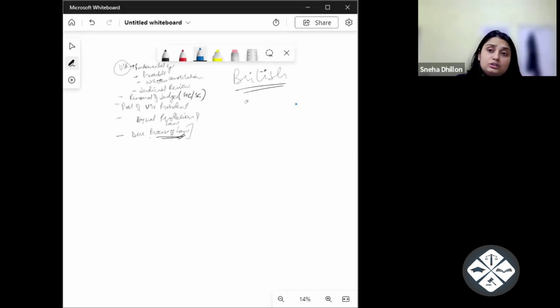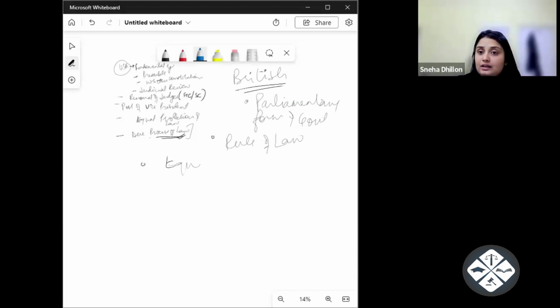So Britain Constitution से हमने what all things have we borrowed for our constitution is we borrowed the parliamentary form of government. We've borrowed the concept of rule of law. Then we borrowed the idea of equality before law. अब ये याद रखना, equality before law ब्रिटिश से लिया है, equal protection of law अमेरिका से लिया है. ठीक है. Then we've taken the legislative procedure.